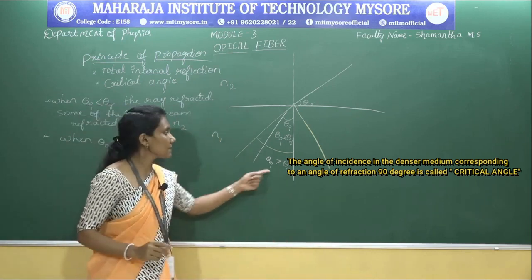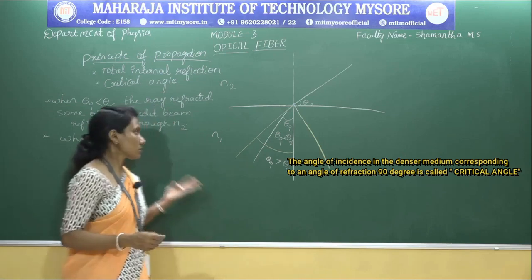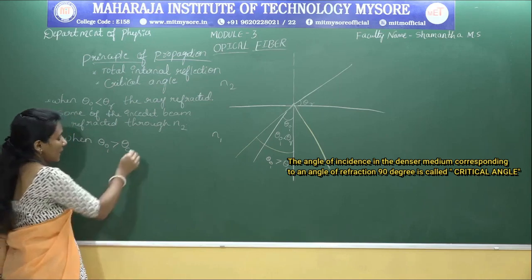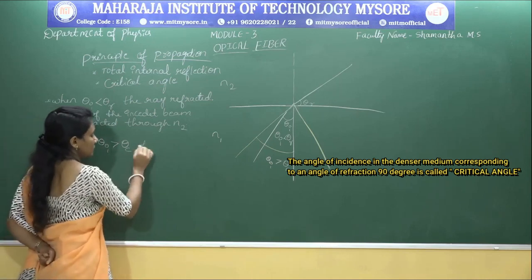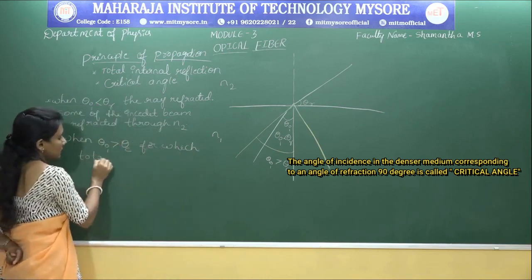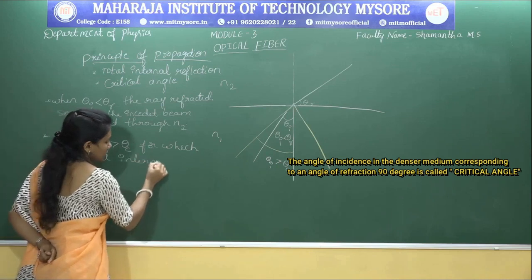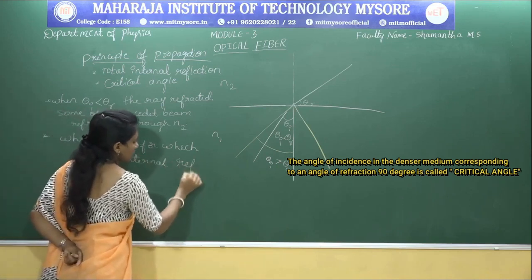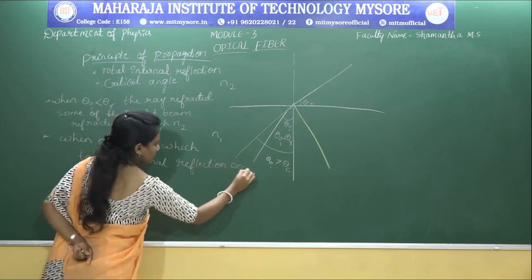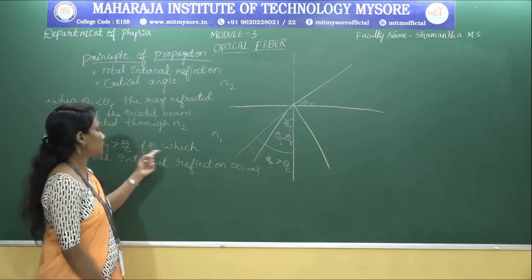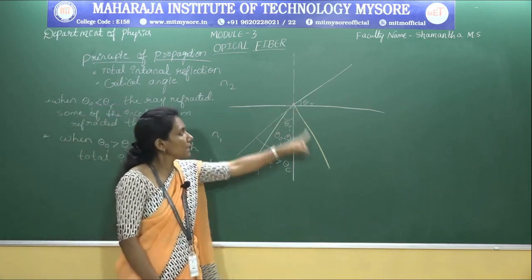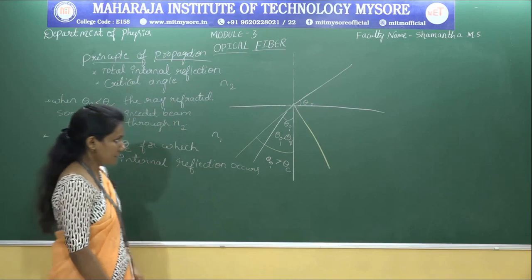So, for this condition the optical fiber works. The principle is, when the angle of incidence is greater than the critical angle, total internal reflection will occur. So when theta is greater than theta c, total internal reflection will occur. Completely the ray of light will be reflected back to the same medium.